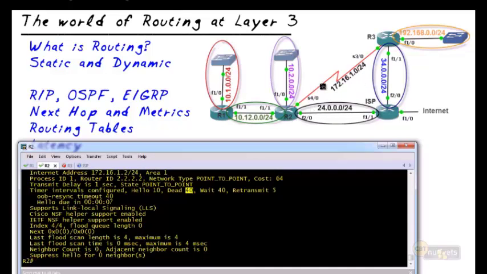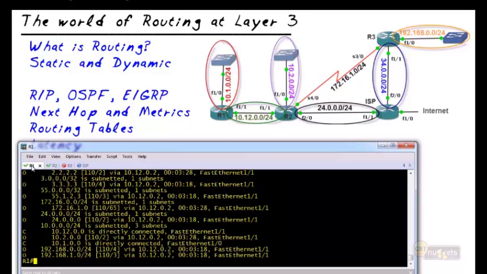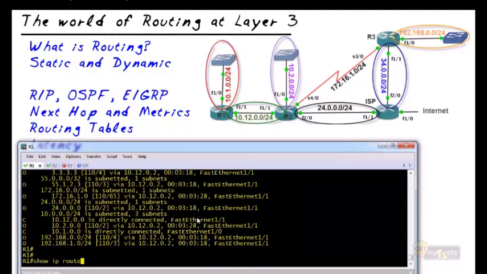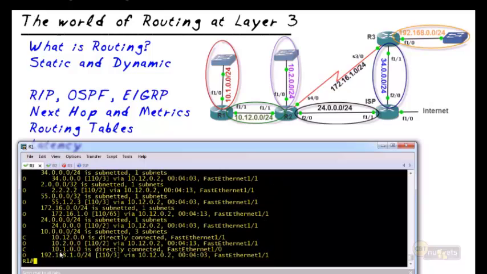And there's tweaks and tunes that we can do to make it even faster. Let's go back to R1. That should be at least 40 seconds. Show IP route, and sure enough, that route is gone. And R1 no longer believes the 192.168.0 is reachable.